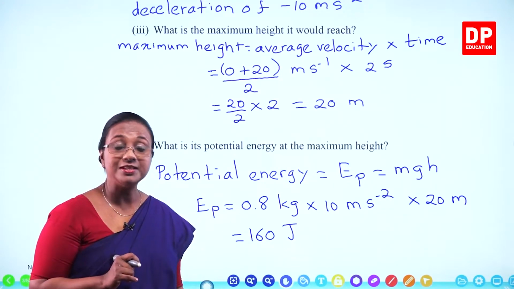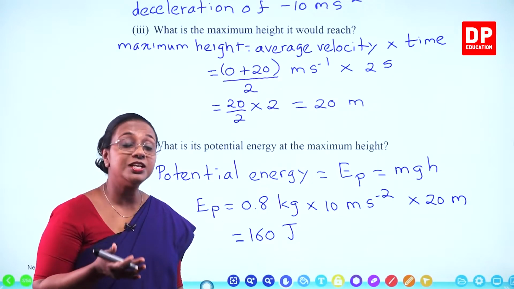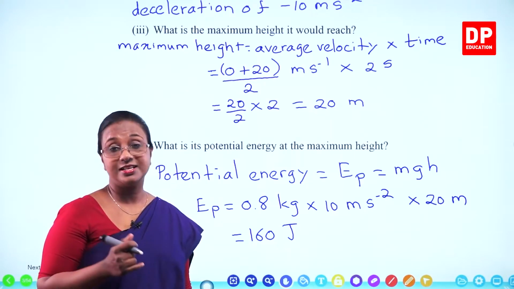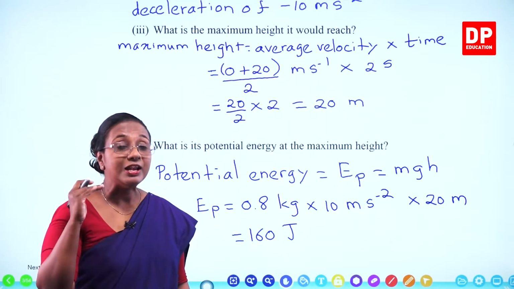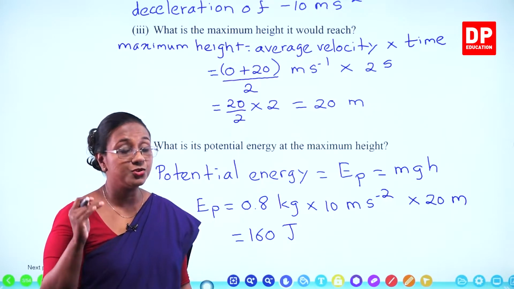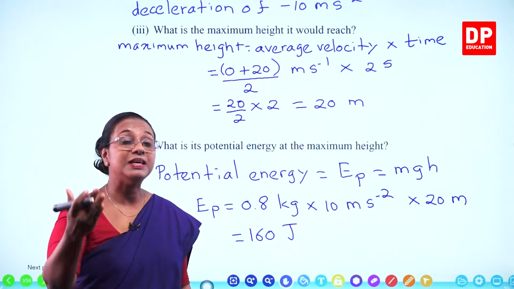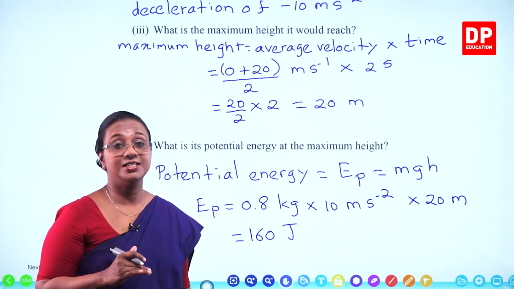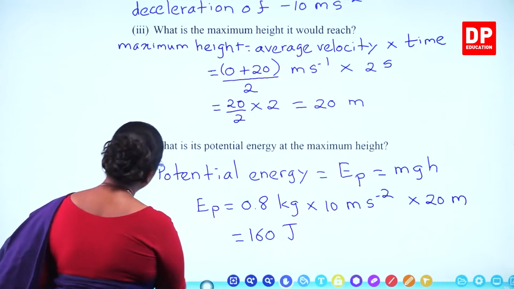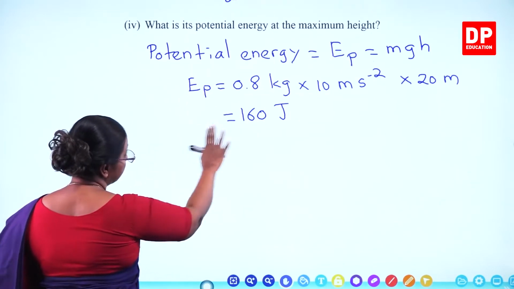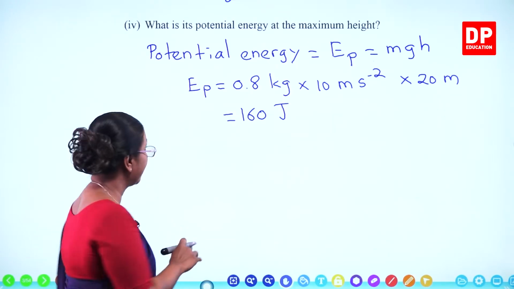So what has happened there? When you project the object upwards, initially due to the velocity, it is kinetic energy. And when it reaches the maximum height, the velocity is 0. So there is no kinetic energy. But all that kinetic energy has been converted to potential energy. I have explained this before also to you all. So if we put that in a diagrammatic form, these are the calculations you all need to do just to recall what we have done before.